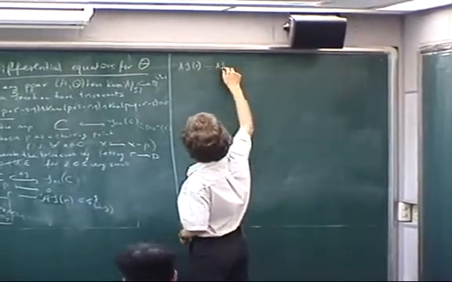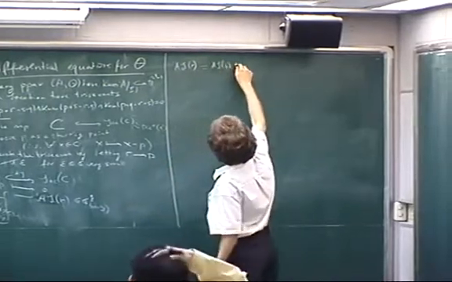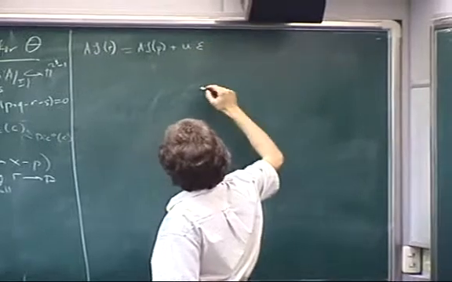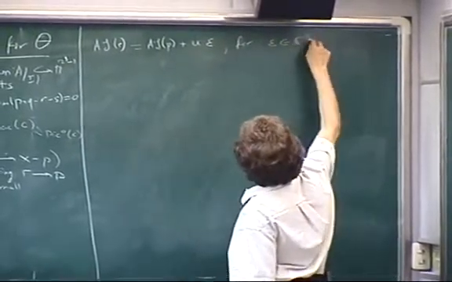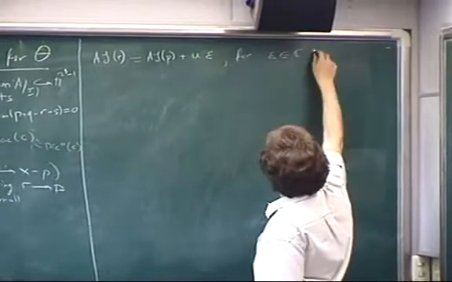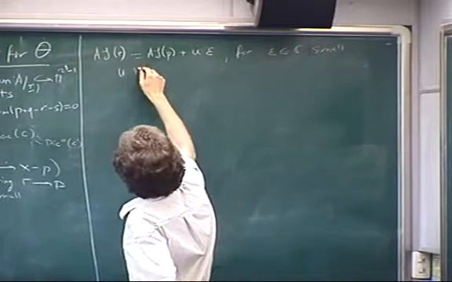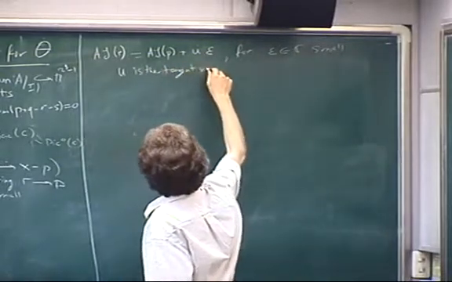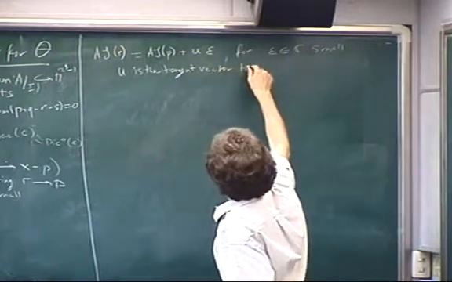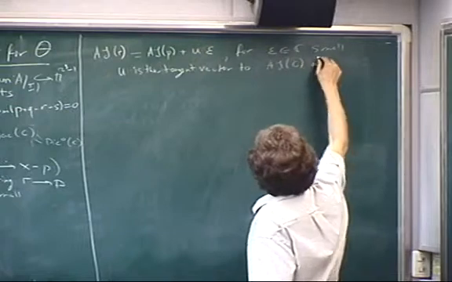Okay? So this means that the Abel-Jacobi image of R is going to be the same as the Abel-Jacobi image of P plus U epsilon, for epsilon in C small, sorry. So I want to say this. And U is the tangent vector to the Abel-Jacobi image of C at 0.